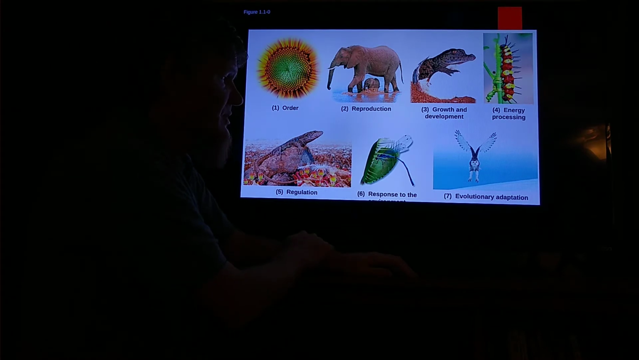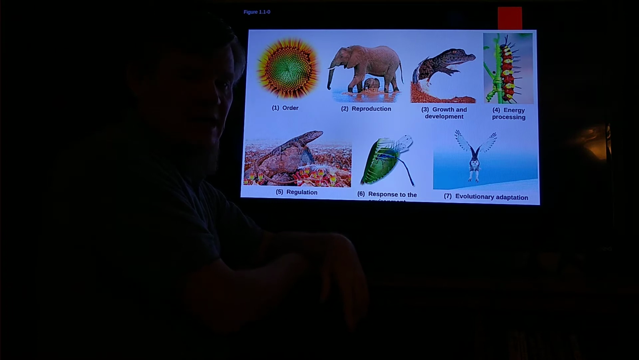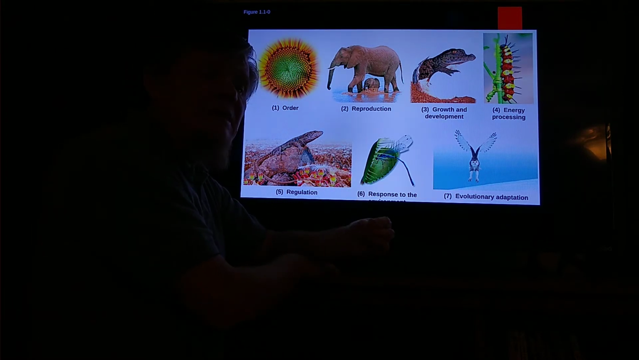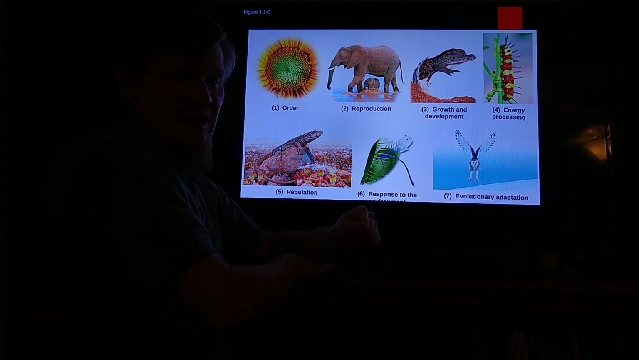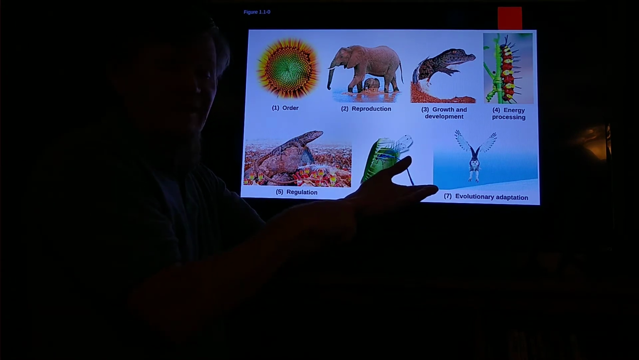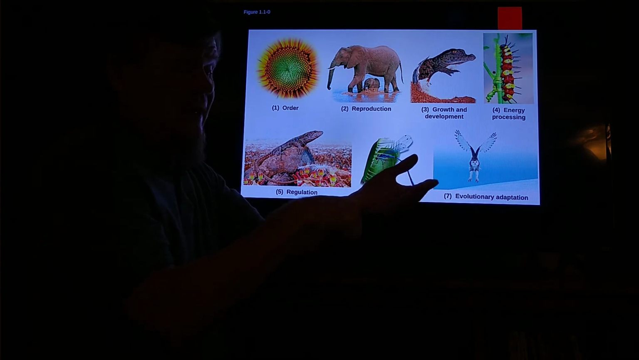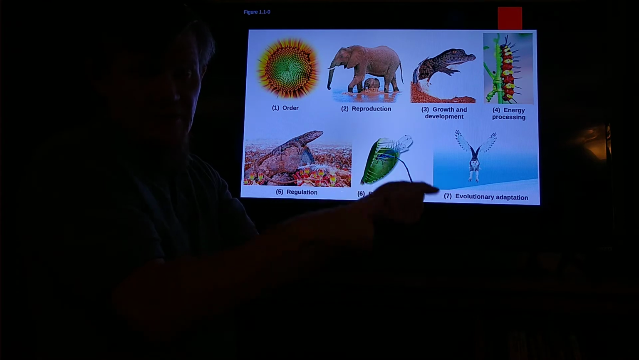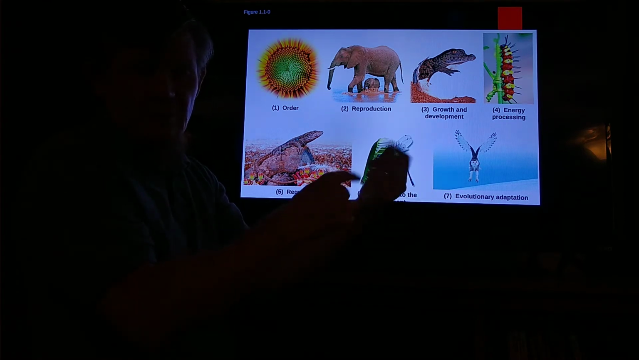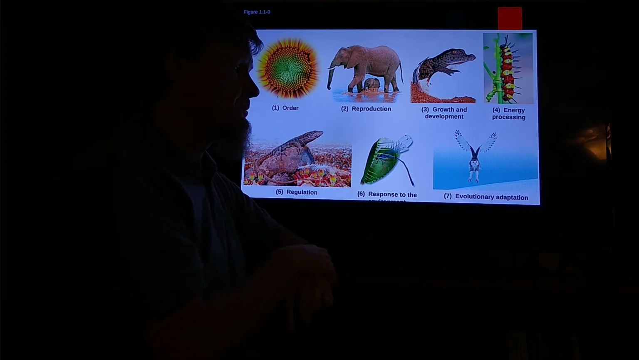Everything that's alive must respond to its environment. This is a Venus flytrap that has eaten a dragonfly. A plant immediately responds to its environment, meaning the dragonfly landed on the flytrap and the Venus flytrap responded to the dragonfly by clamping shut. We don't really think about plants being able to respond to their environment, but they absolutely do.